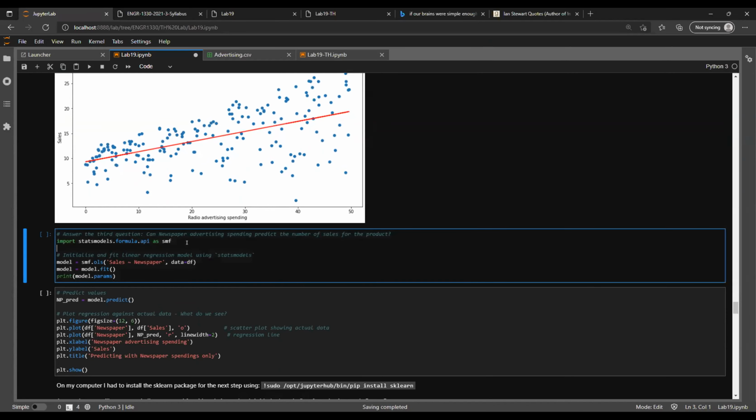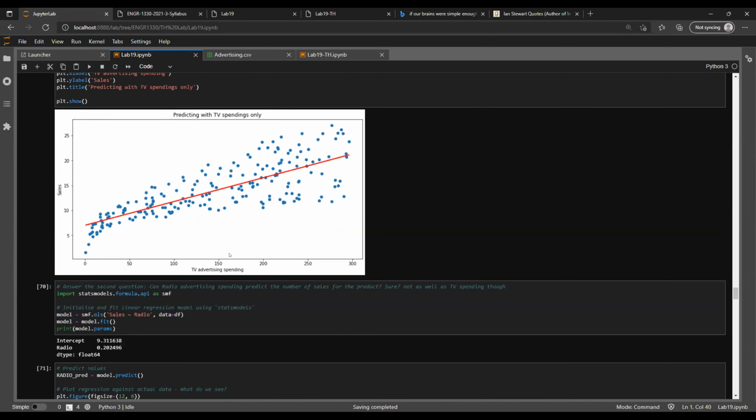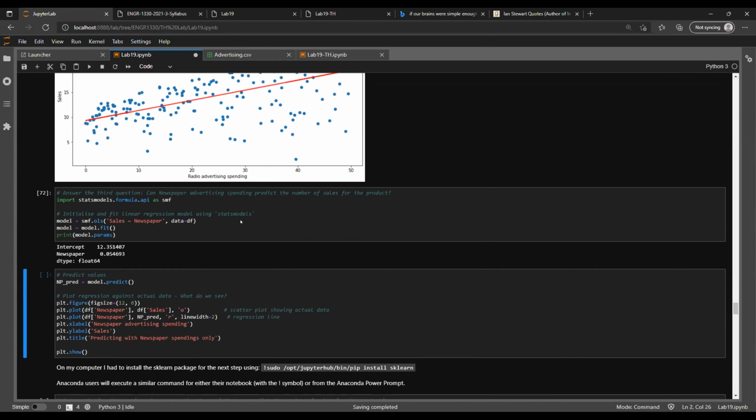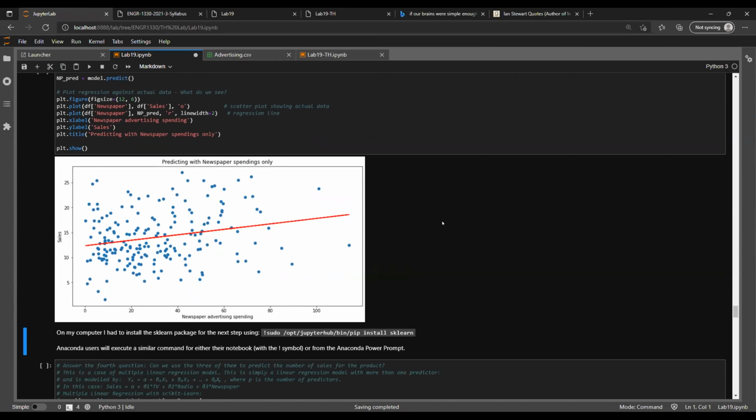Okay, well, let's try the newspaper advertising, which had the lowest correlation of them all. It's the closest to completely random that we have. Let's see what it looks like. All righty.